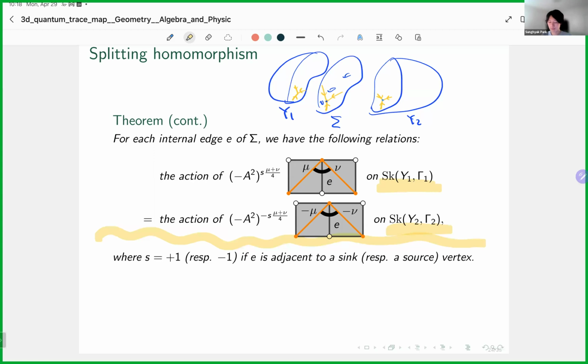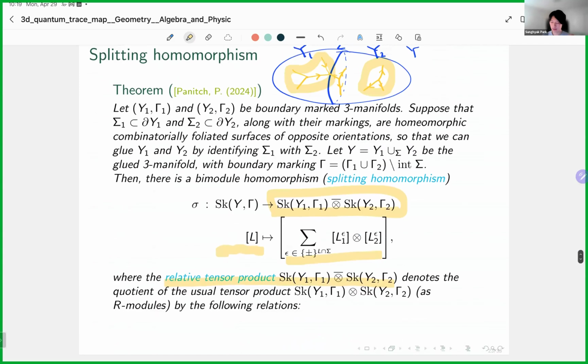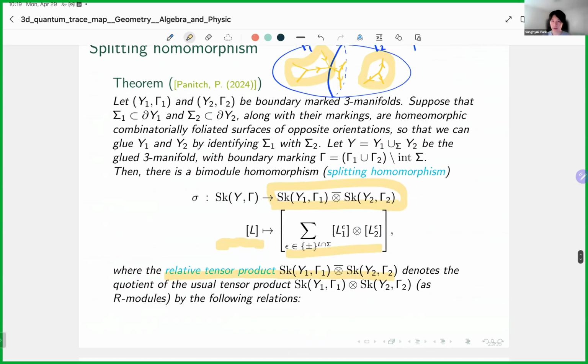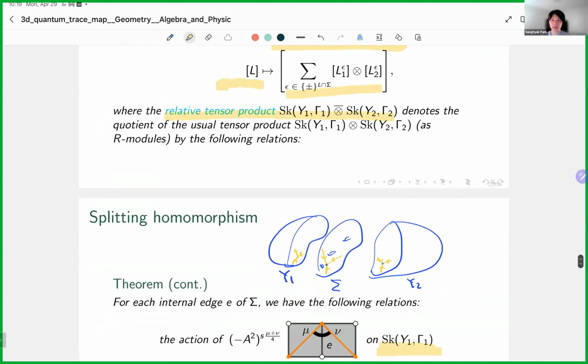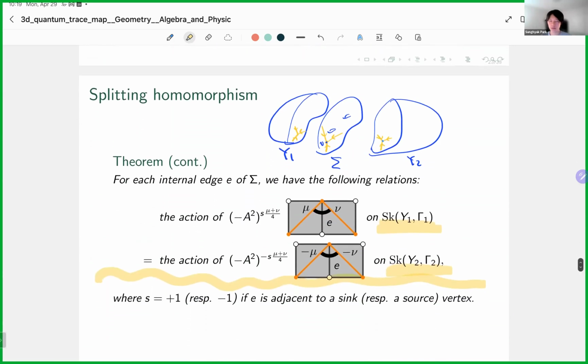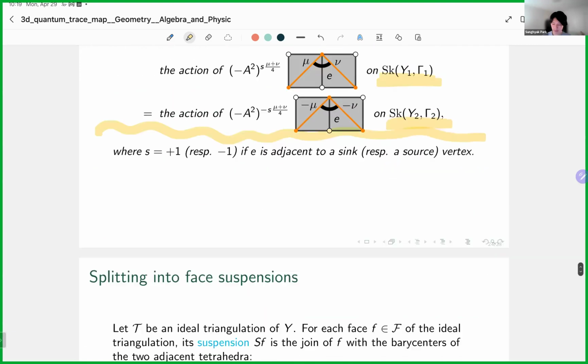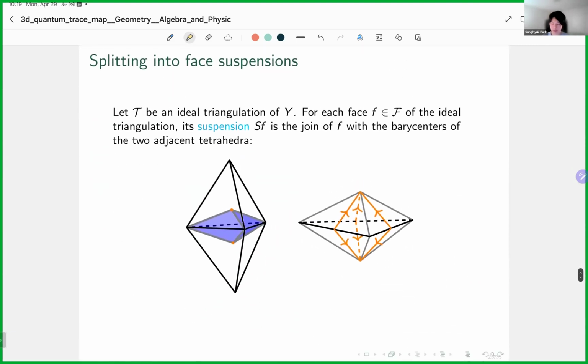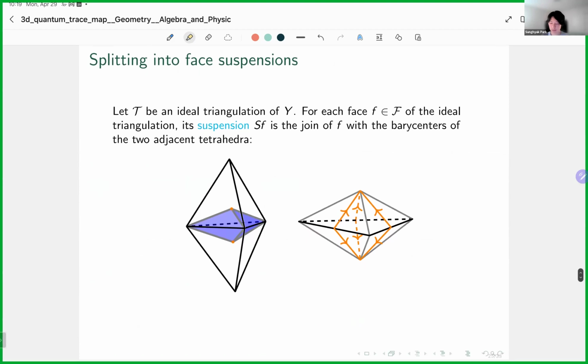So under the splitting map, the codomain is not the ordinary tensor product as R modules, but rather it's a relative tensor product as modules. So here we're really crucially using the module structure. So we have this splitting map. So we're going to apply the splitting map to an ideally triangulated three manifold.